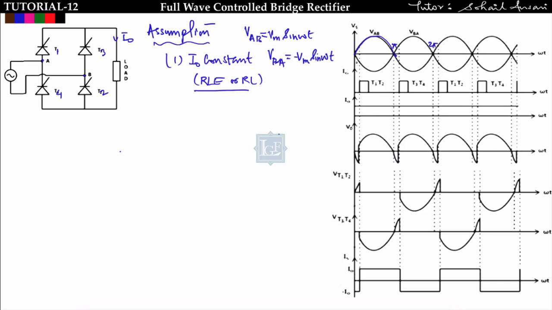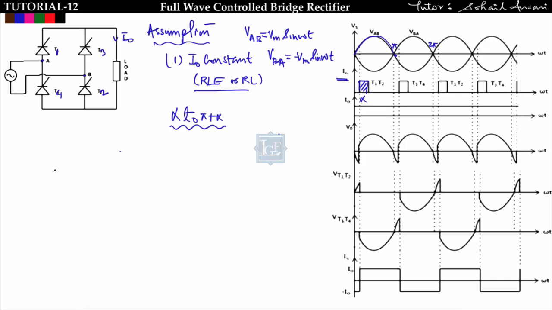So here the input supply is given, that is Vm sin omega t, and I am triggering the thyristors T1 and T2. Thyristors T1 and T2 are this one and this one. I am triggering T1 and T2 at an angle of alpha. Then what will happen? From alpha to pi plus alpha, at omega t equal to alpha, I am triggering thyristors T1 and T2, which means T1 and T2 start conducting from alpha.